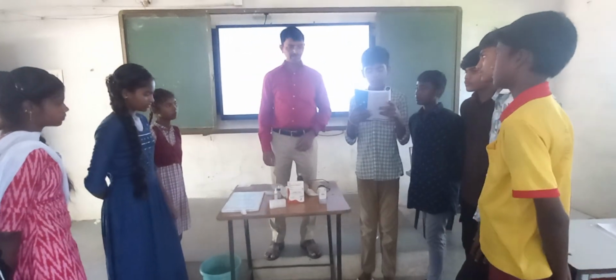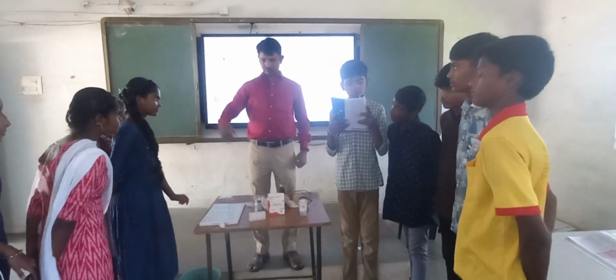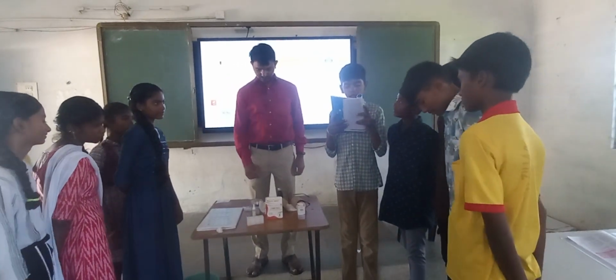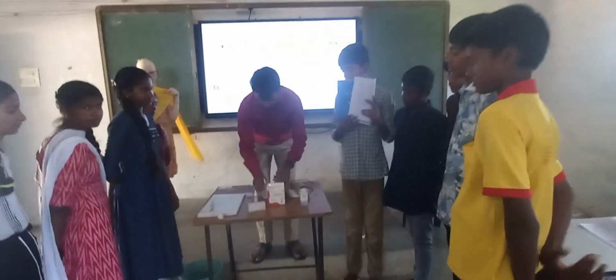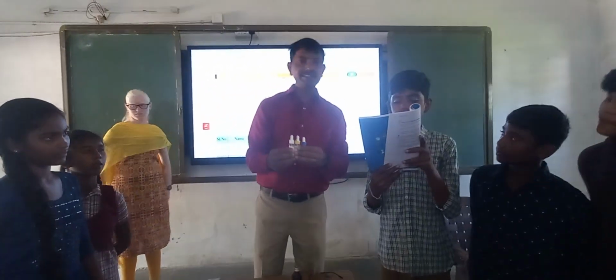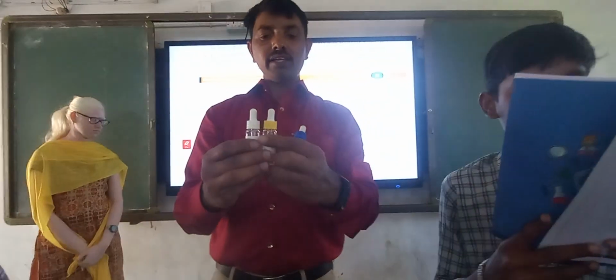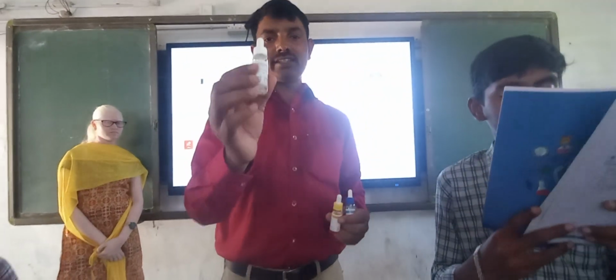The aim is to determine the blood group of an individual using a slide test with monoclonal antibodies. These are called monoclonal antibodies: anti-A, anti-B, and anti-D.